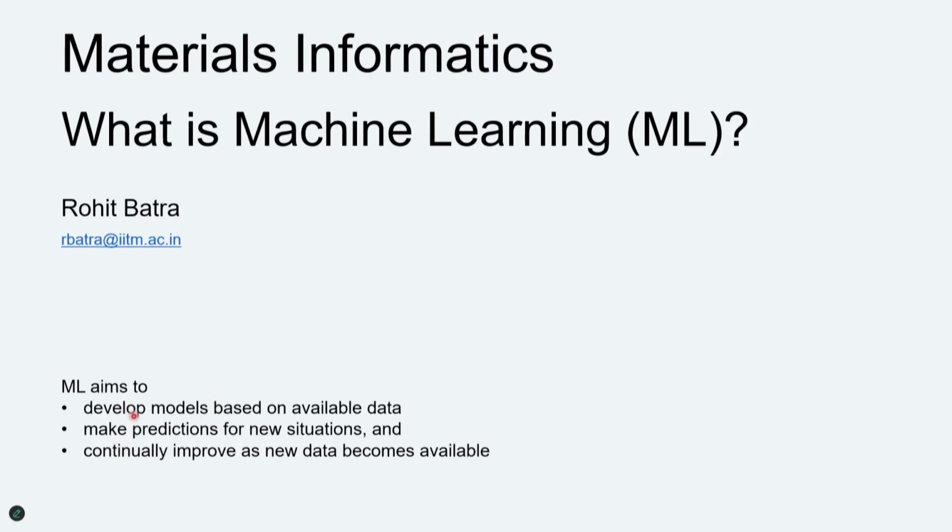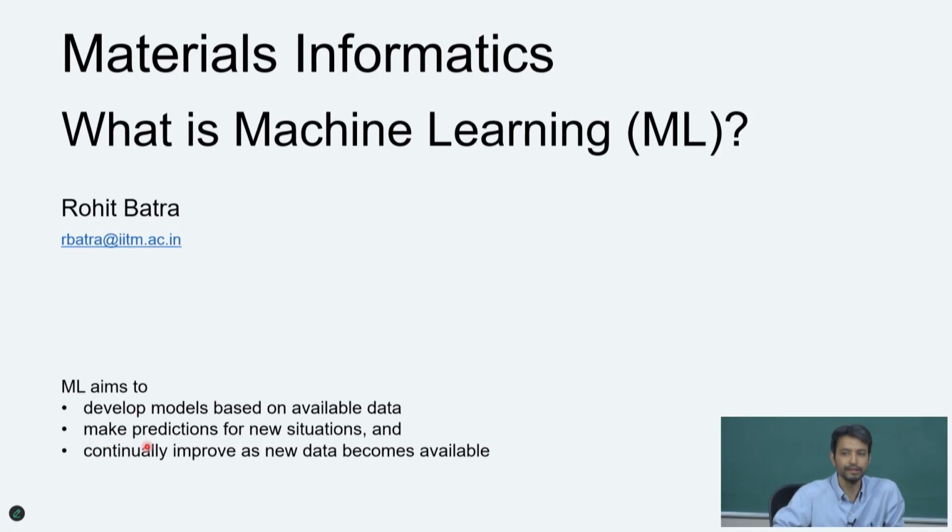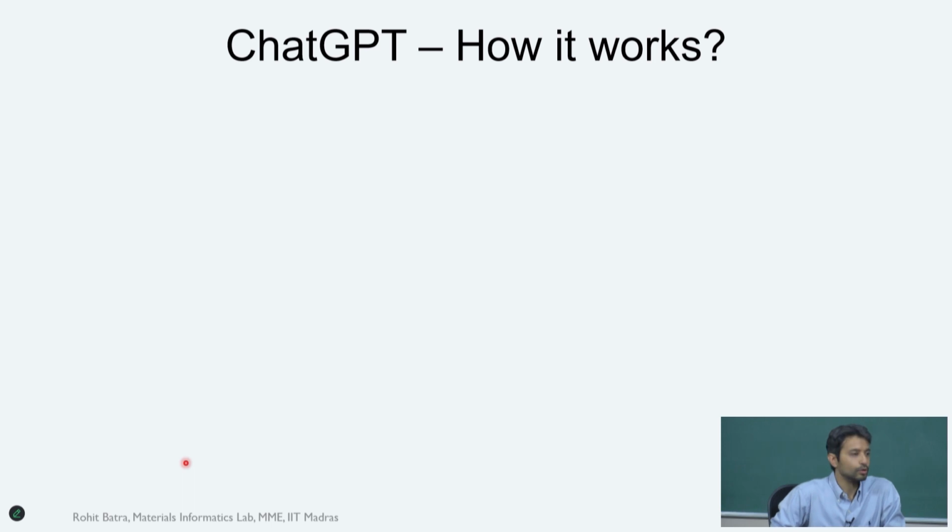Very quickly, these are the three main points that you will see from these slides. Basically, we'll be developing a model which is based on some data. We will be using this model to make predictions for new scenarios. And then finally, what we'll see is there is a way by which we can continuously improve this model. So overall, that's the whole thing. Okay, so a very simple example, ChatGPT.